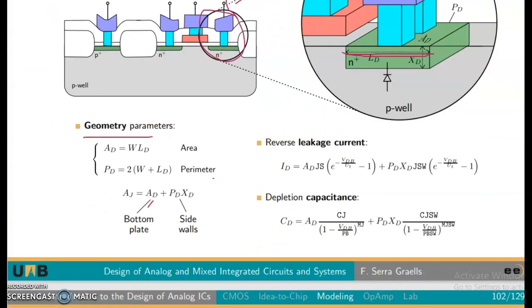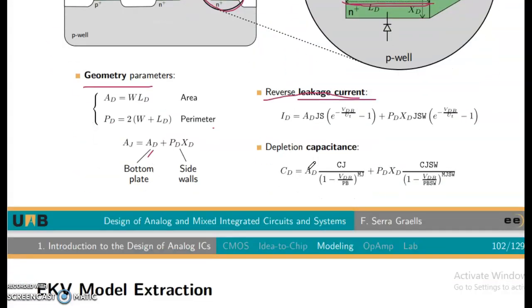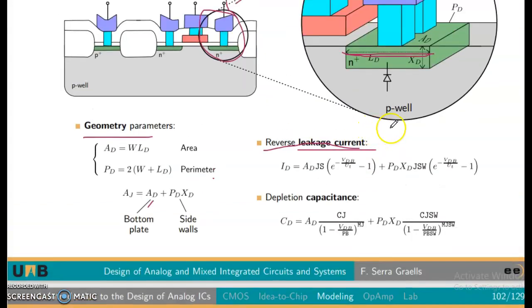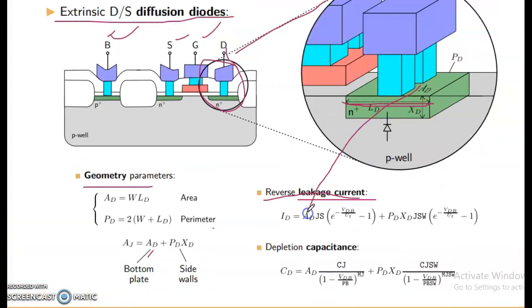In the reverse leakage current, ID equals AD JS times (e to the power minus BDP divided by UT minus 1) plus PD XD, this PD XD, JSW times (e to the power minus BDP divided by UT minus 1).